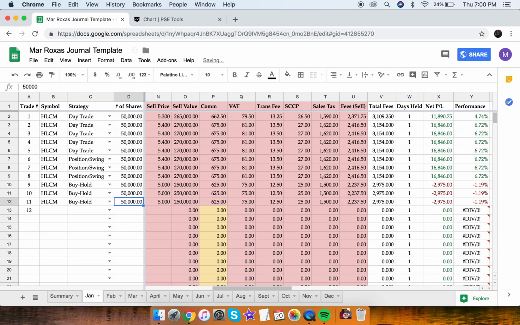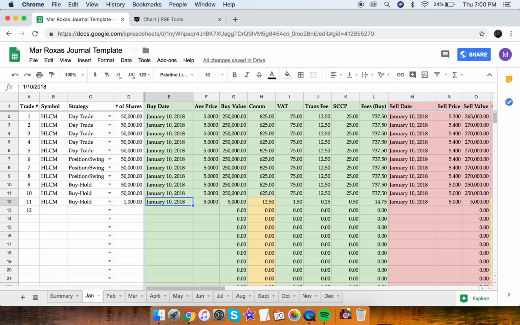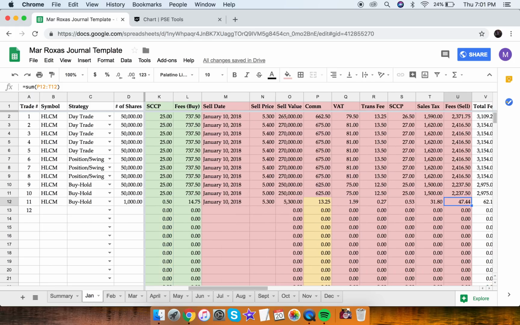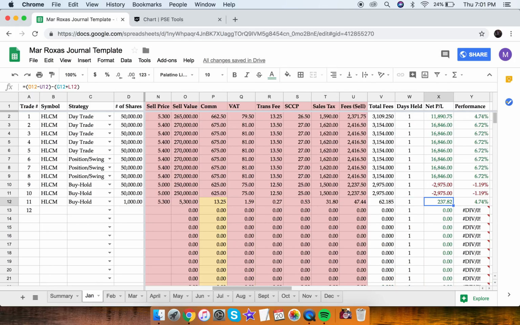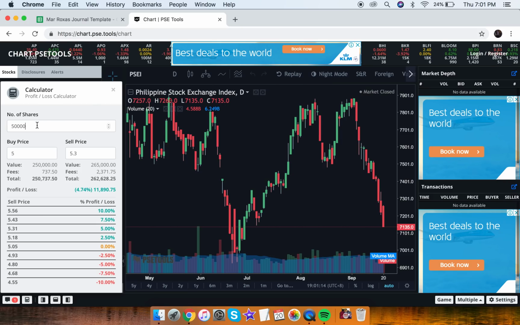Only this time, nag-test buy lang tayo. Bumili tayo ng, say for example, 1,000 shares. Ang bili natin is 5 pesos. Ang benta natin ngayon is, say for example, 5.3, para may gain. So dapat supposedly doon, we have an earning of 237.82.